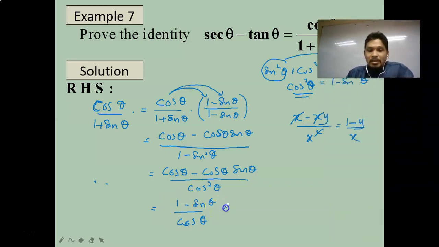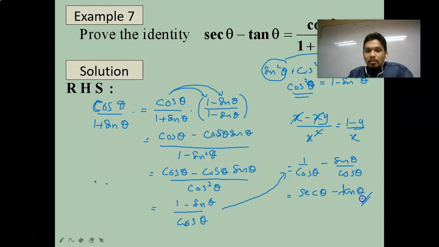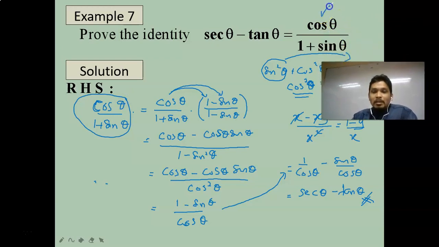Okay, so then next here, we separate this into two: 1 over cos theta and minus sine theta divided by cos theta. So 1 over cos is secant theta and sine over cos equal to tangent theta. So we begin the process from the right side here, and we end up with secant theta minus tangent theta, which is exactly the same. Proved. And then we call that from the left side here. So prove identity of this.